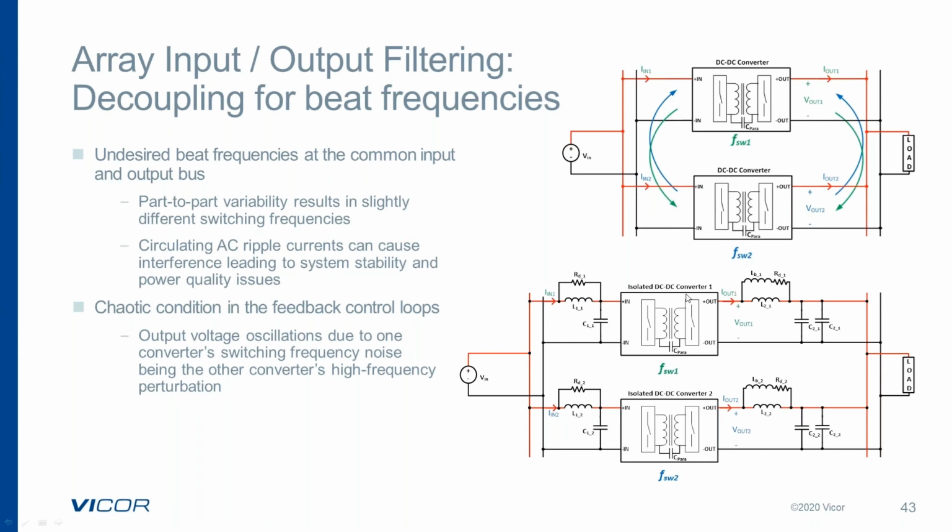And so one way to mitigate a beat frequency is to add an LC filter at the input of the DC to DC converter, as well as at the output, to reduce output beat frequencies. In this configuration, we reduce the effects of the difference in the switching frequency of the converters such that we eliminate or reduce that beat frequency seen by the source and seen by the load.